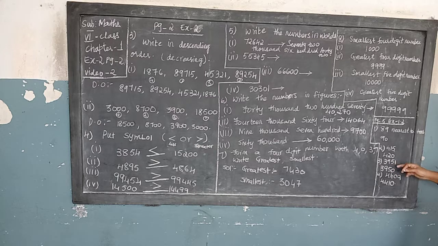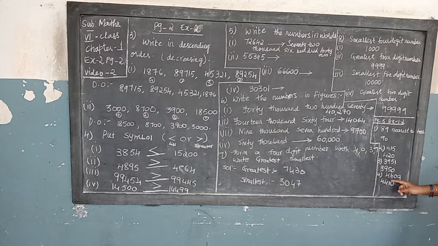Next, 3951. Okay? See, 3951 is nearest to 3950, children, rather than 3955. We can't write 55. See, after 51 come 52, 53, 54, 55. 3 numbers are there in between. If we write 3950, it is only one number, no children. Therefore, the number nearest to 3951 is nothing but 3950.